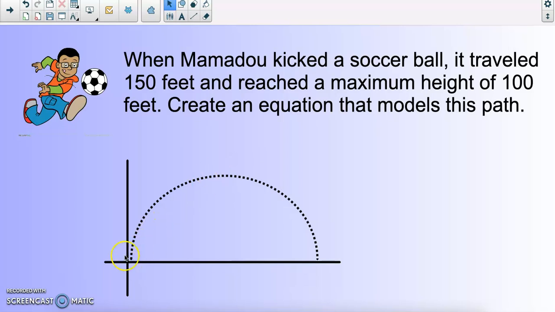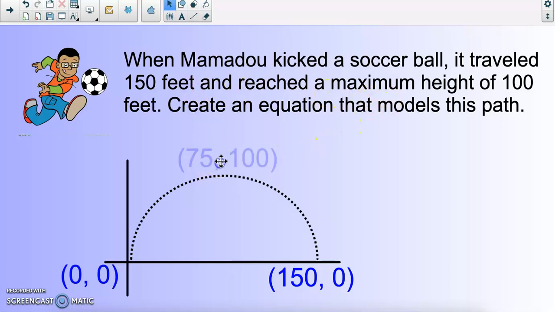And again, if we orient this soccer kick starting right here at the origin, at 0, 0, think about what happens when it hits the ground. What's the coordinate right here? And then think about when it hits its peak, its maximum value, where are we? We know the height is 100, but see if you can figure out that x. And now write that equation.